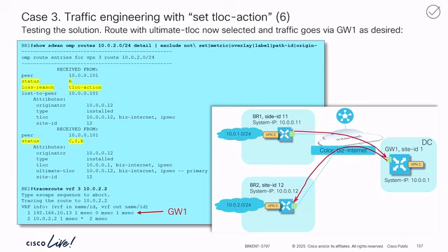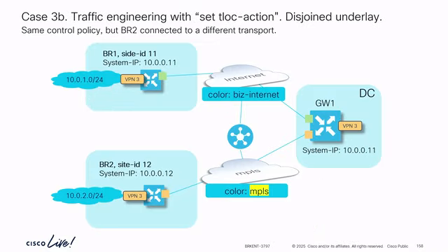Traffic engineering. Now we are testing the solution. We can see exactly the same. Nothing changed with policies, but the only difference is that now finally we can resolve that path. It's resolved and installed into the OMP table, right? And traceroute follows the path via gateway 1 as we expected.